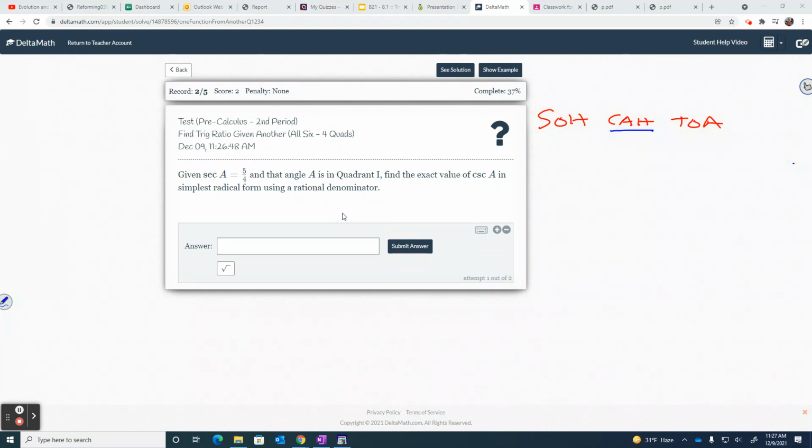So similar setup. I'm going to write this out. This is using an A instead of a theta, but it works the same. Says we're given a secant of A, it's 5 over 4. Angle A is in quadrant 1. So I'll do quadrant 1 again. We want to find the value of the cosecant of A in the simplest radical form. So we're going to do the same thing. We're going to start by drawing the triangle.